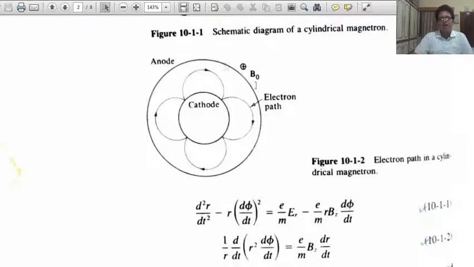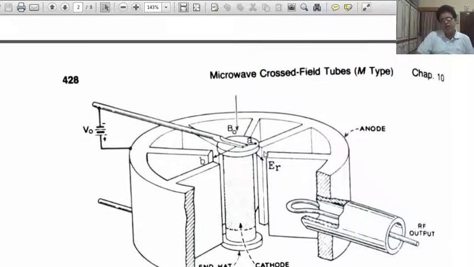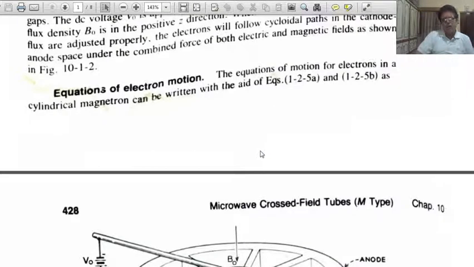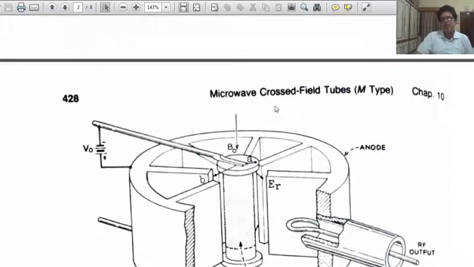This is the mechanism that we already understood in the last lecture: cathode, anode, and what is the path of the electron according to the magnitude of the electric and magnetic fields. Equations of electron motion: how the electron moves and which kind of equation applies. The equation of motion for an electron in a cylindrical magnetron can be written with the aid of equations.